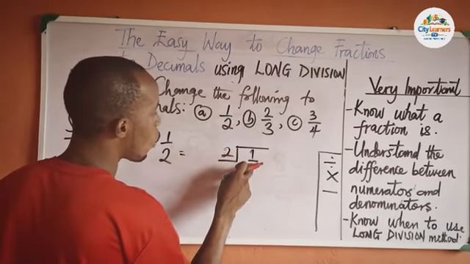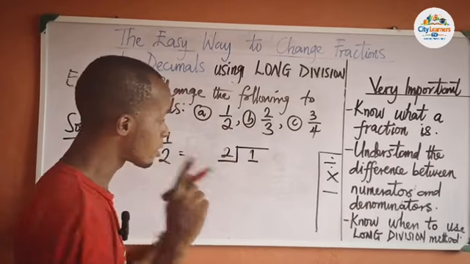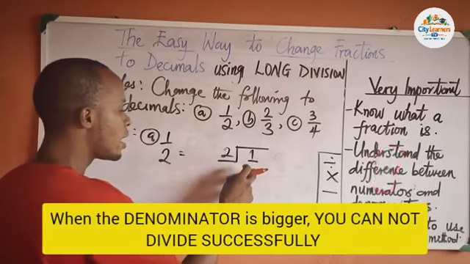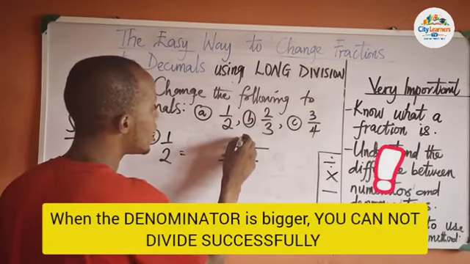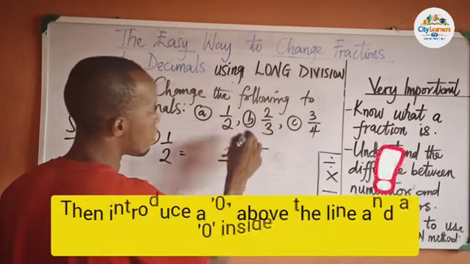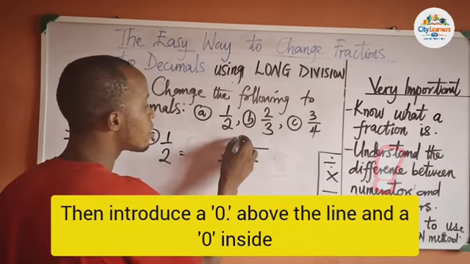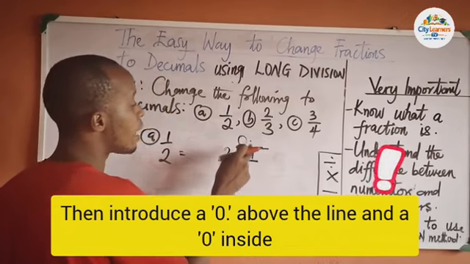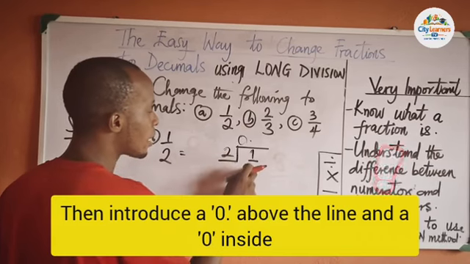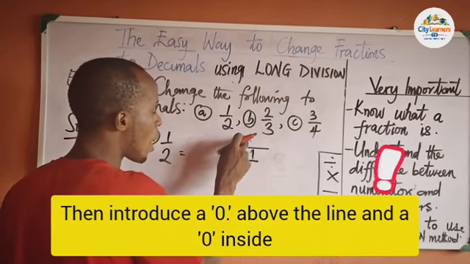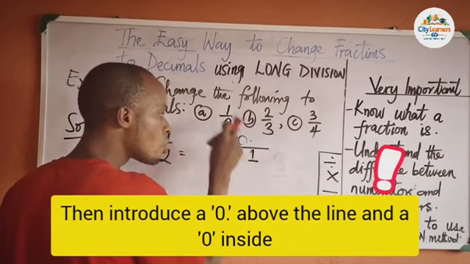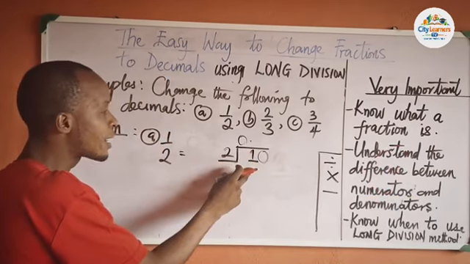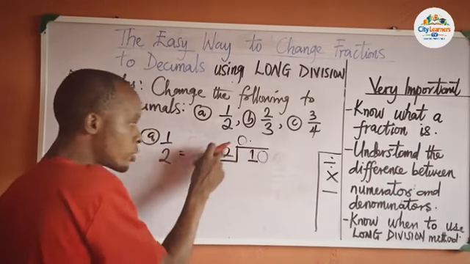So, here comes the solution. I use 2 to divide 1, which is impossible in mathematics. 2 cannot divide 1. So what should I do? Because 2 cannot divide 1, I will simply introduce a 0 here and a decimal point above my line. Why? Because 2 is bigger than 1. So applying the 0 and decimal point here also makes me apply a 0 to the number inside. In this way, I can divide the number inside using the number outside.